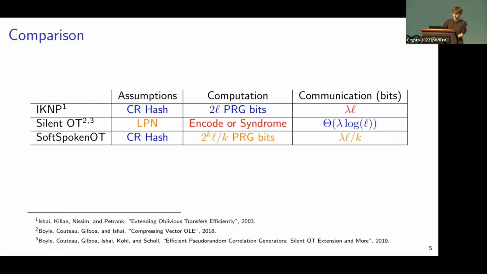The main alternative has been silent OT, which is a fairly recent result. They use a learning parity with noise assumption and are able to get the communication cost down to as low as lambda times log of the number of OTs you get, roughly speaking.